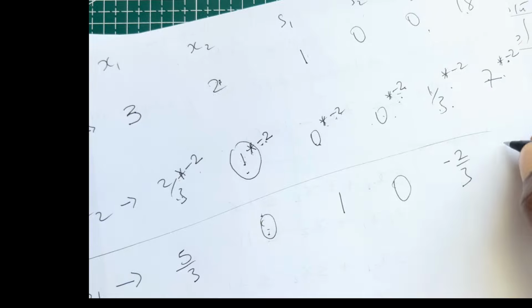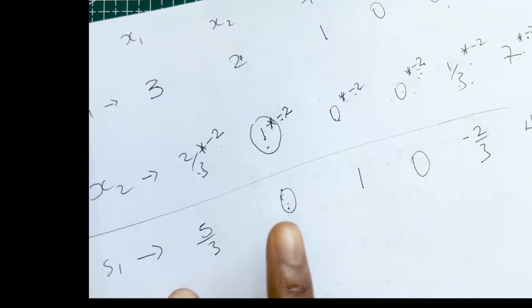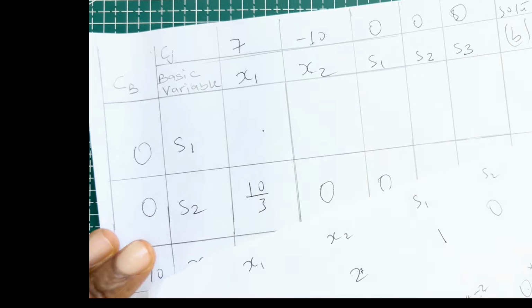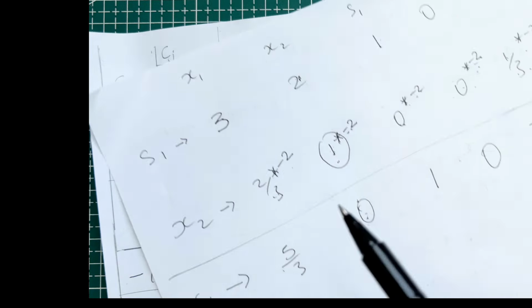18 minus 14, which will give us 4. So this is the value for x1. We are going to write these values here. So remember, we have 5 all over 3. We have 5 over 3 for x1.